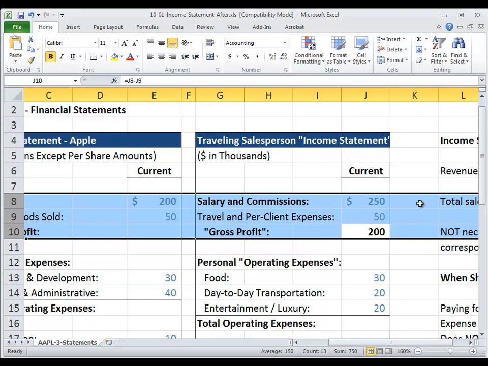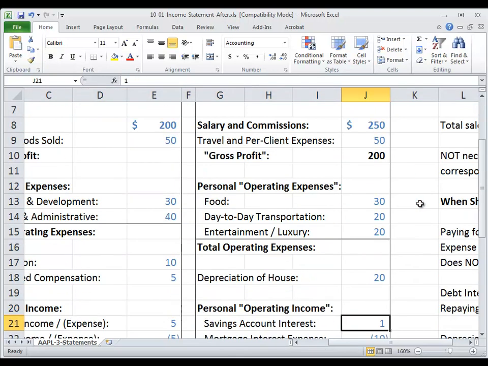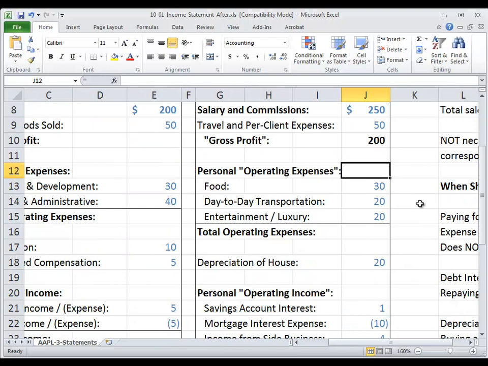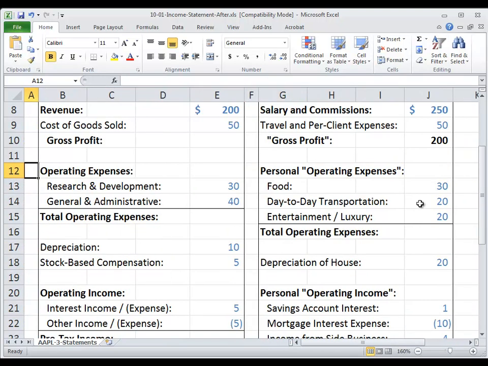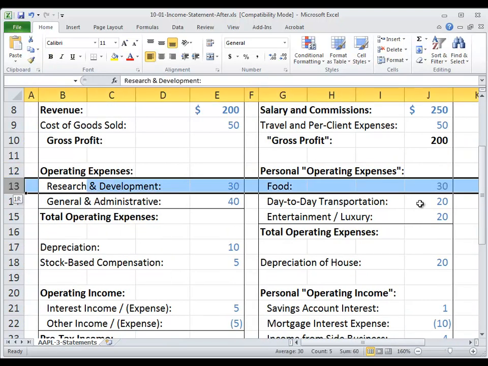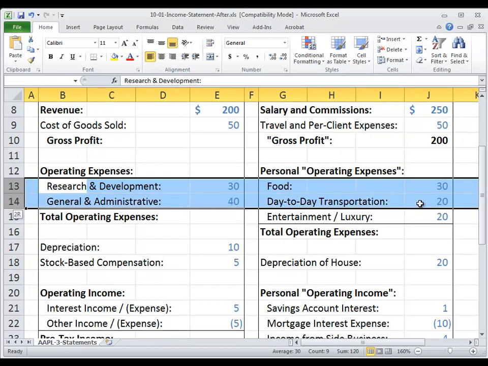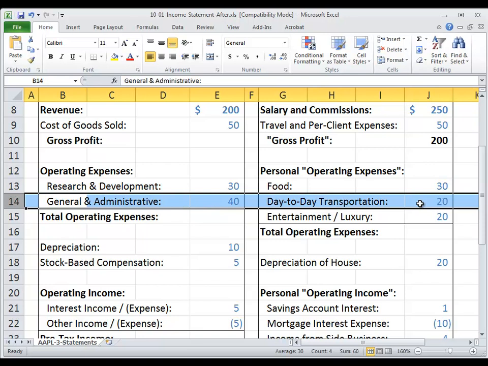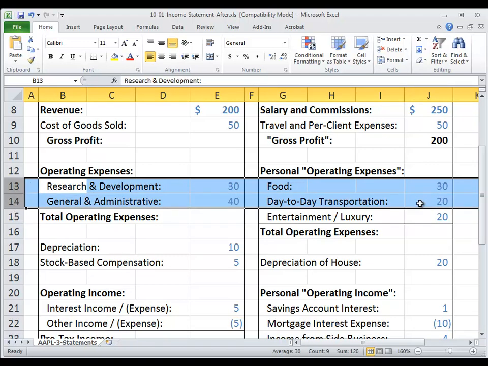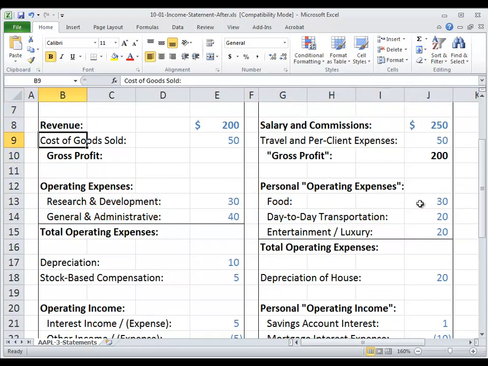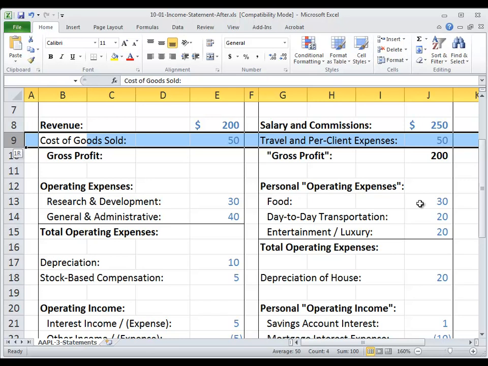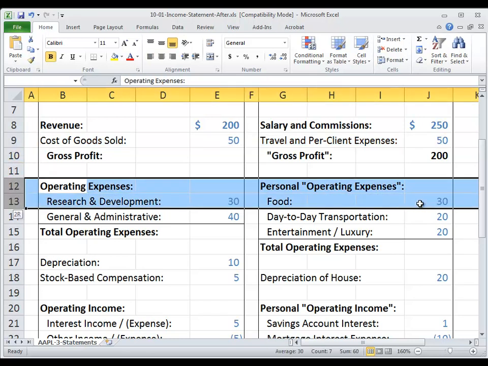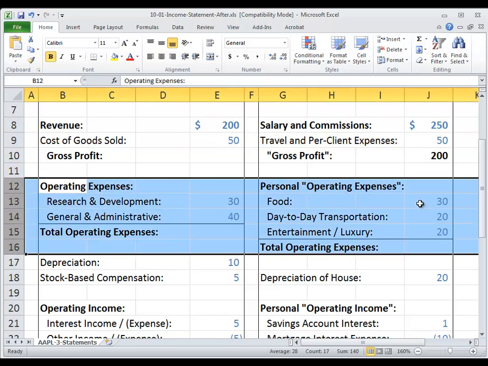Now, once you've figured out the gross profit, you can go down to the personal operating expenses right here. Now, for a company, these might be things like researching and developing new products and then selling those new products, also general and administrative items like hiring bookkeepers, hiring accountants, hiring general staff for the company, anything that's not directly linked to how much money they're making. So cost of goods sold, anything that is directly linked to how much they're selling. Operating expenses for both a person and a company, anything that is not directly linked to that.